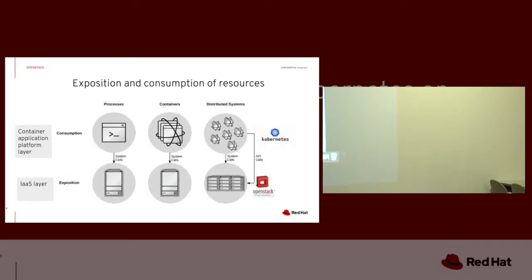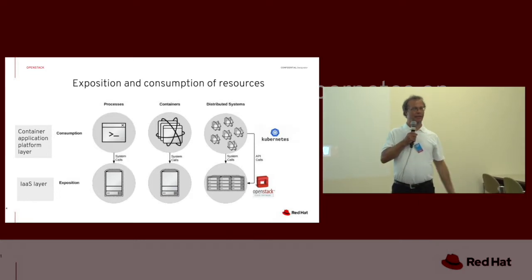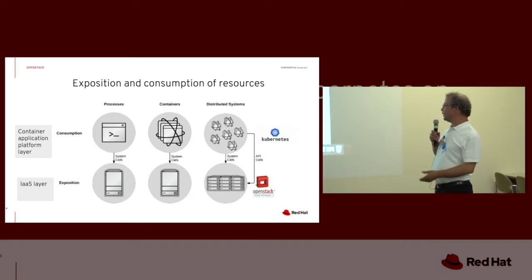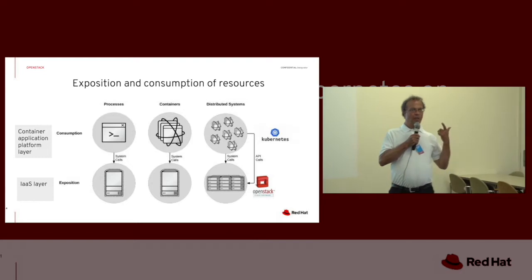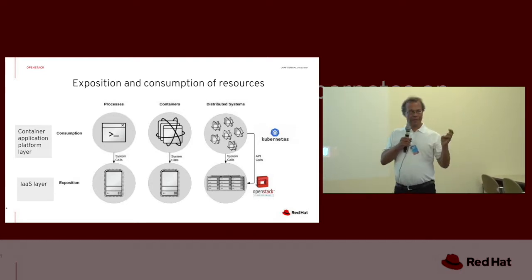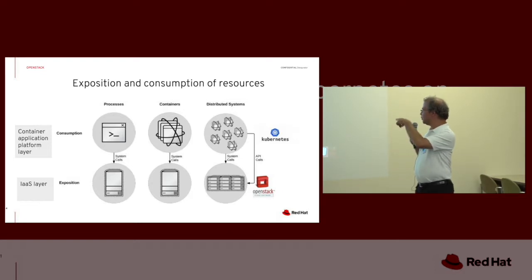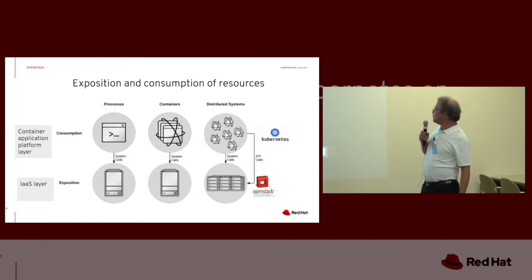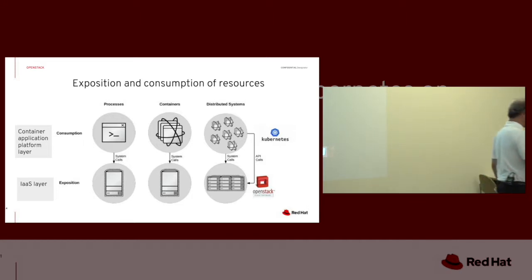So why do you want to do it this way? What is the benefit of having that OpenStack layer there? So OpenStack is doing that automation and exposition of those resources. So as I said, the compute, storage, and networking is exposed and then consumed by the Kubernetes on top. And what is the advantage of having OpenStack there?